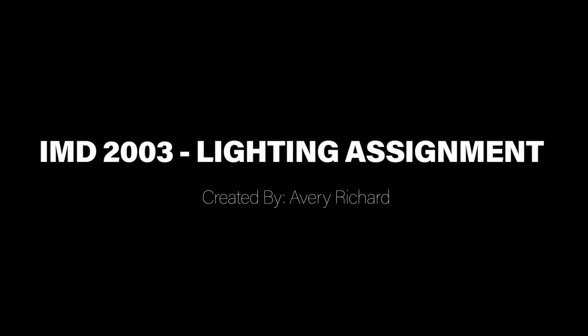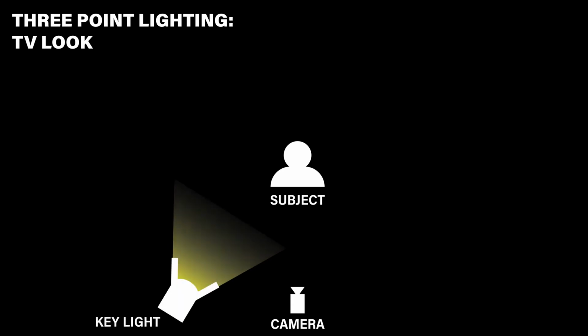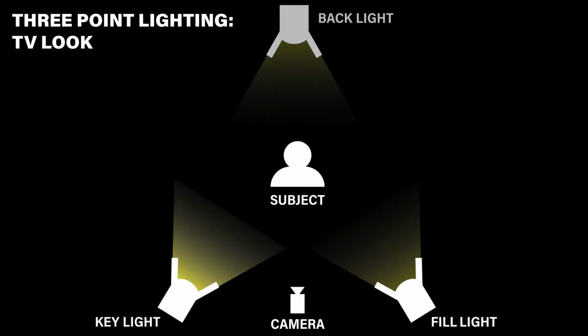I will be going over 3 different lighting looks, beginning with the 3-point TV look. First, you want to position your camera and subject facing each other like this in a straight line. Afterwards, you want to add your key light, fill light, and backlight.